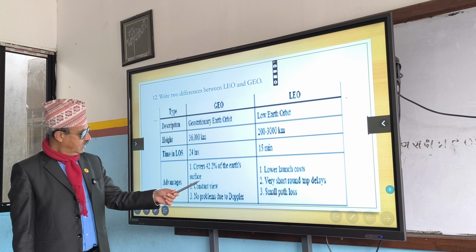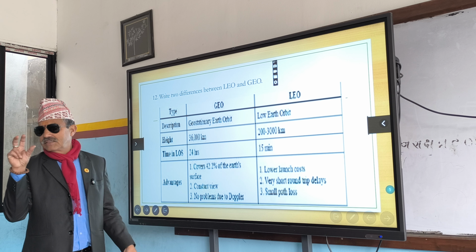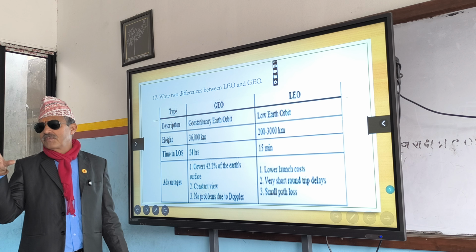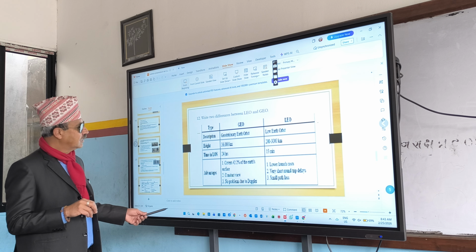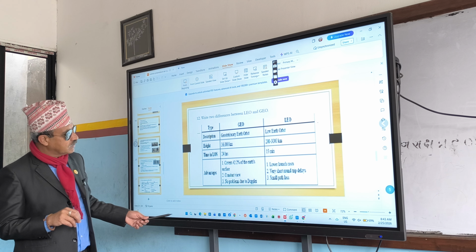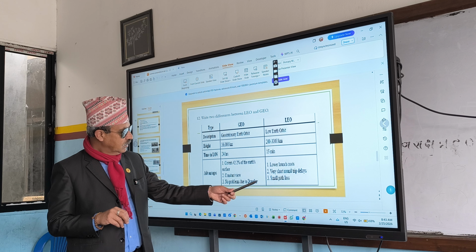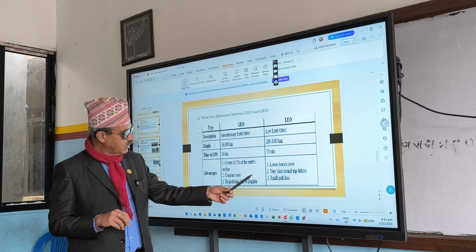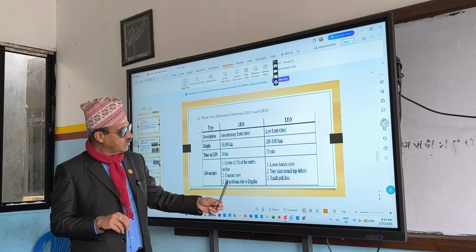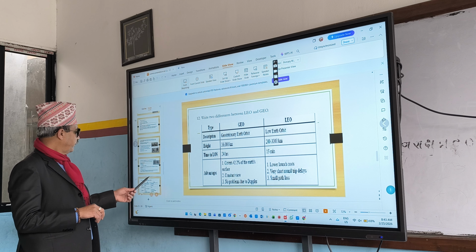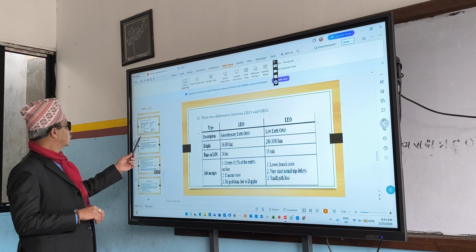But I think it became very unclear. The picture was taken very nicely, but while elaborating it became like this, right? Here also I think not so much. No problems due to Doppler, small path loss, constant view, very short round trip delays. So where are we? Number 12, right?